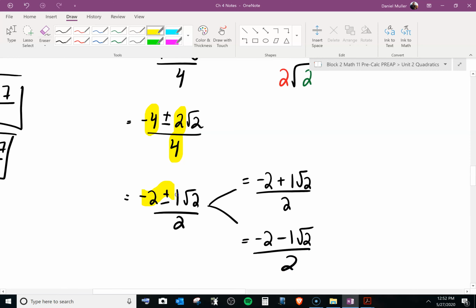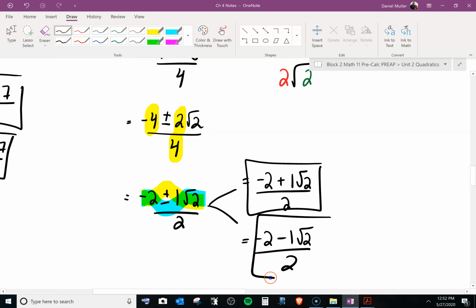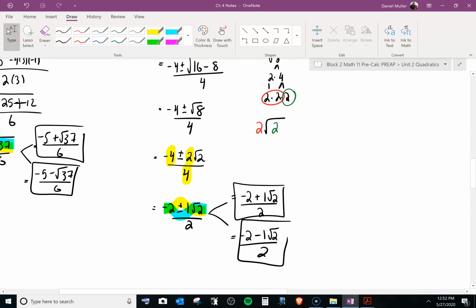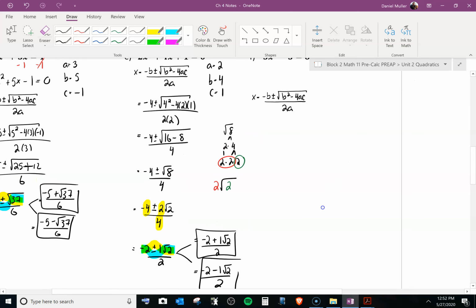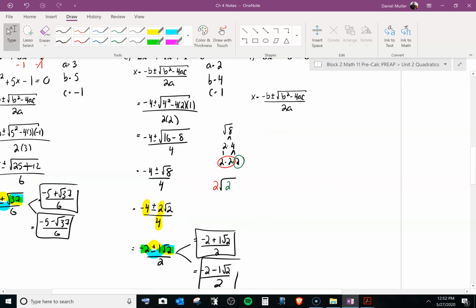So I have the plus version and I have the negative version. And I don't need to write the ones here, but I'll just leave them in. So that is the simplified answer. Again, they're not nice numbers like 7 and 3 over 2 or whatever. They are just square root expressions. And most of our answers are actually going to be like that. It's really hard to make up questions that get whole numbers. Okay, last one.